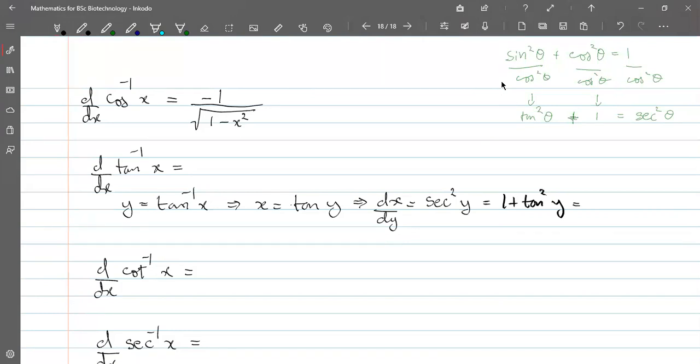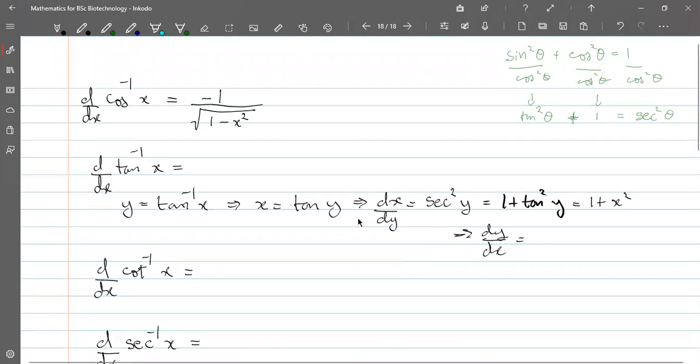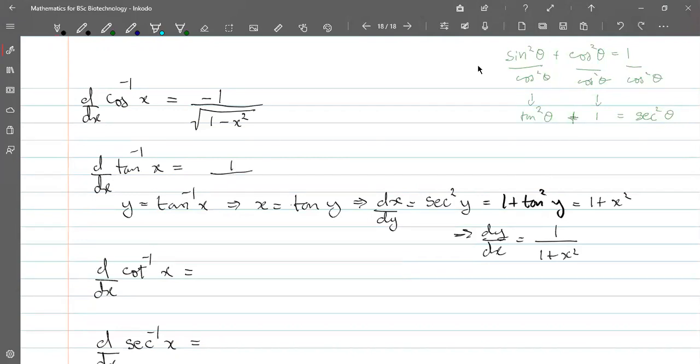But what is tan y? Tan y is x, because y is tan inverse x. So this is 1 plus x square. Okay, so dy by dx is equal to the reciprocal of dx by dy. That is our property that we are using here everywhere, which is 1 by 1 plus x square. Therefore, the derivative of tan inverse x is 1 upon 1 plus x square.